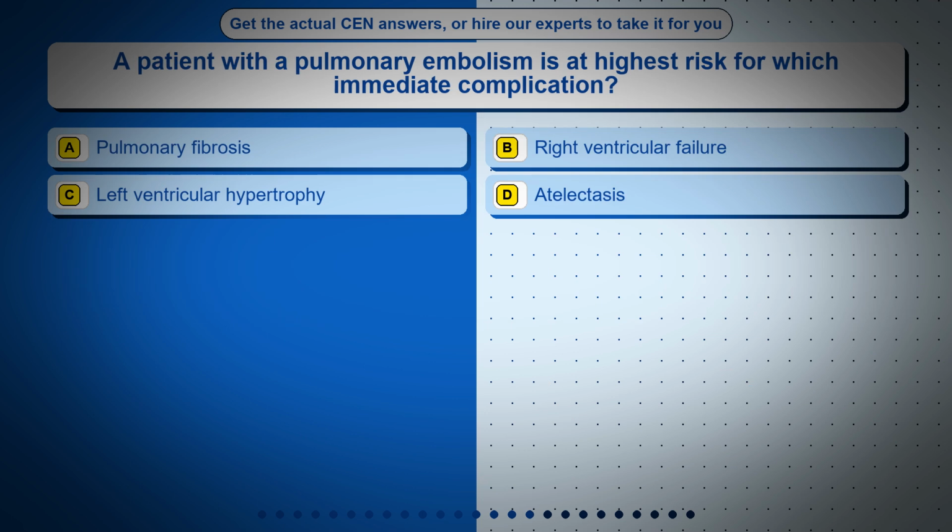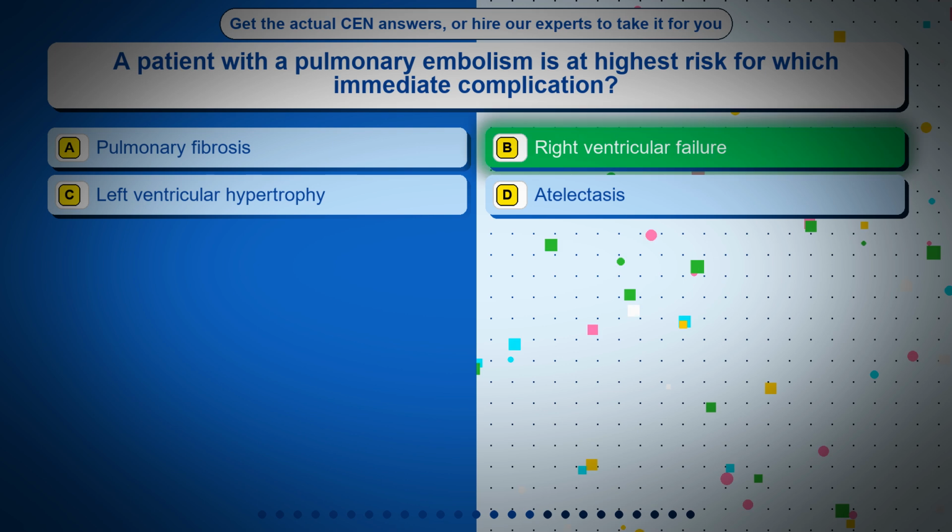Question 16. A patient with a pulmonary embolism is at highest risk for which immediate complication? Option A, pulmonary fibrosis. Option B, right ventricular failure. Option C, left ventricular hypertrophy. Option D, atelectasis. The correct answer is Option B, right ventricular failure.